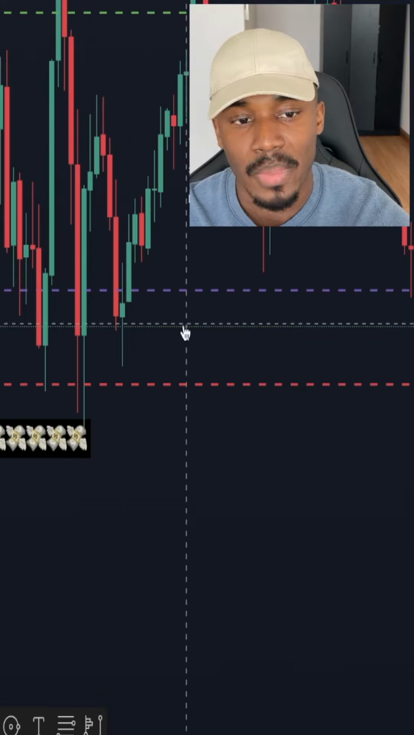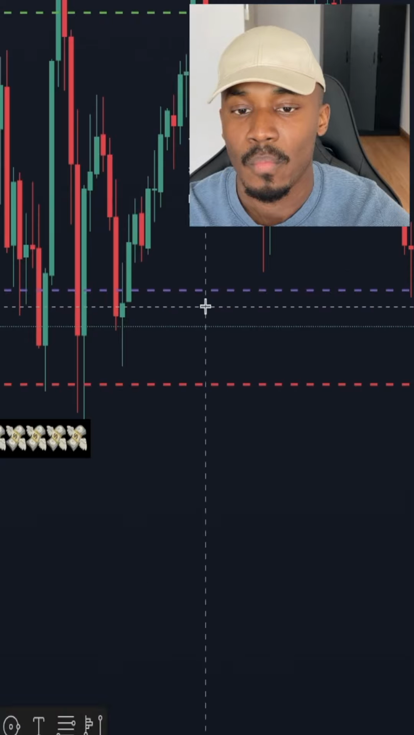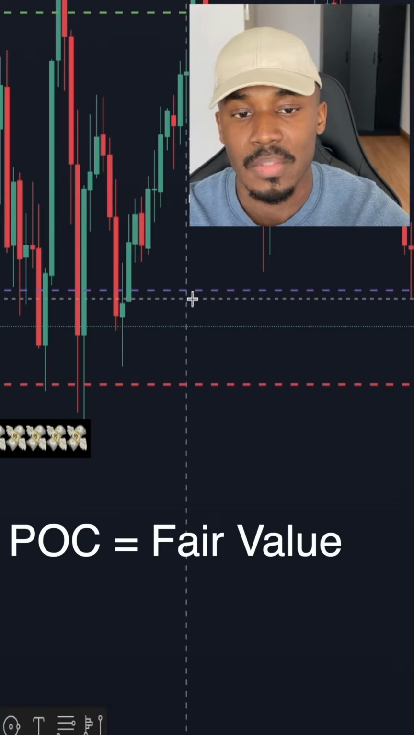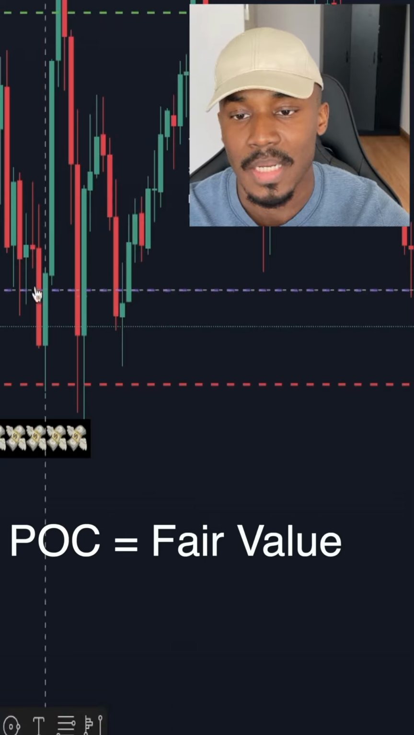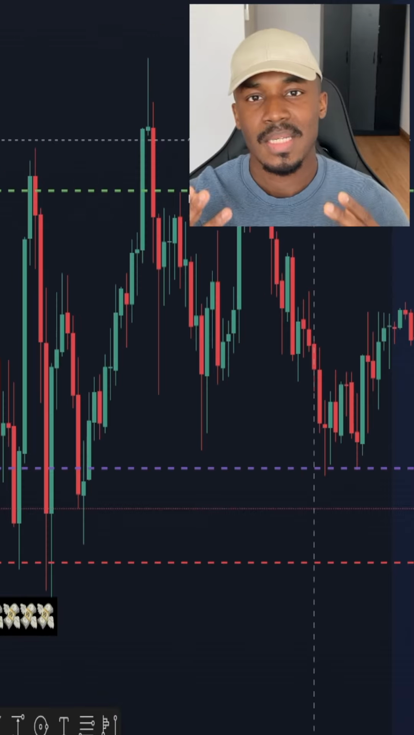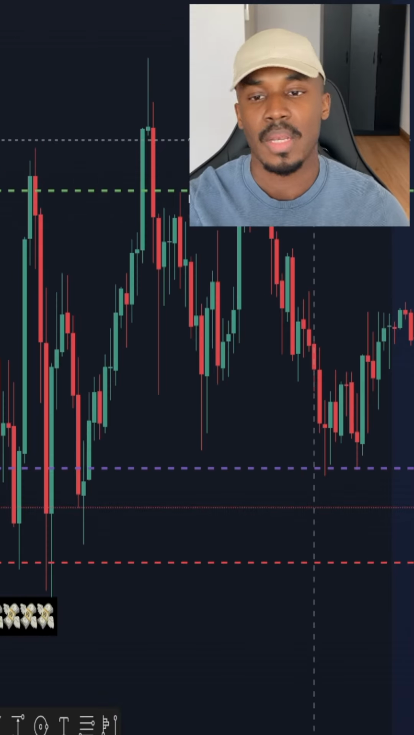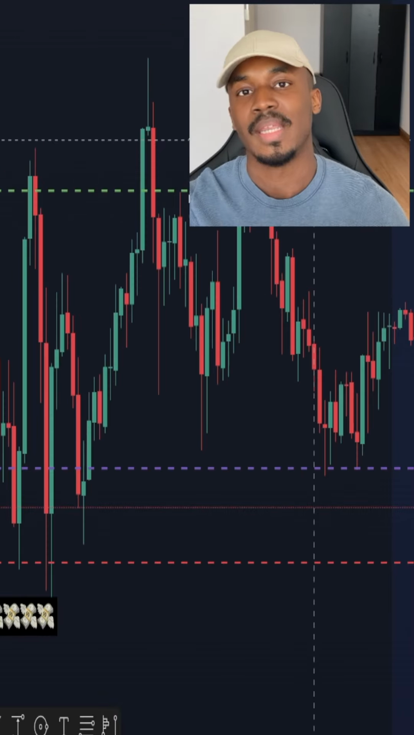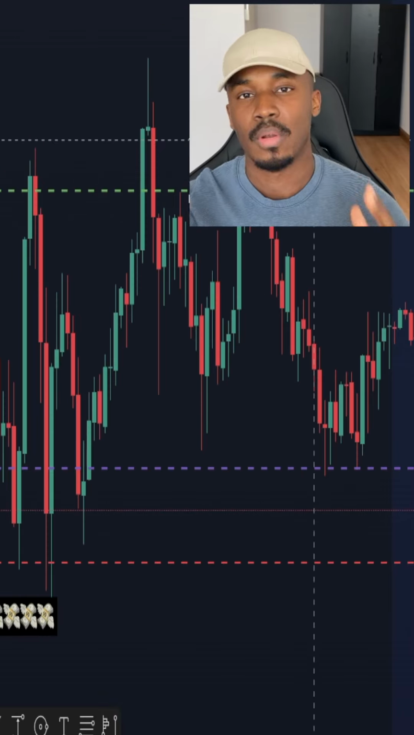And then what happens when we get to the point of control? We get to this purple line, we tend to just see a lot more consolidation and chopping at these levels, right? So this is why it's important to understand liquidity and how we use liquidity in context to place our trades for longs and shorts.